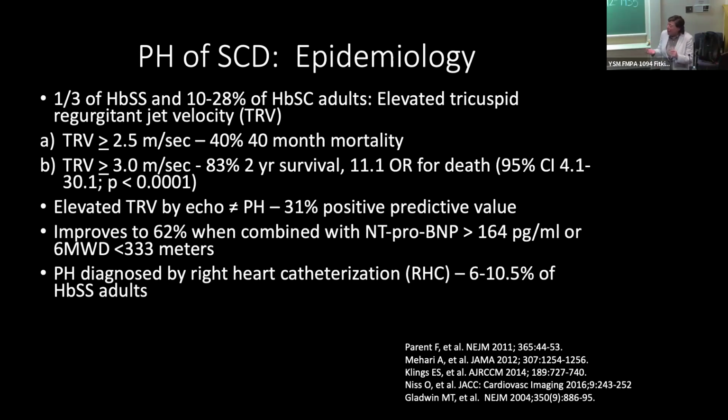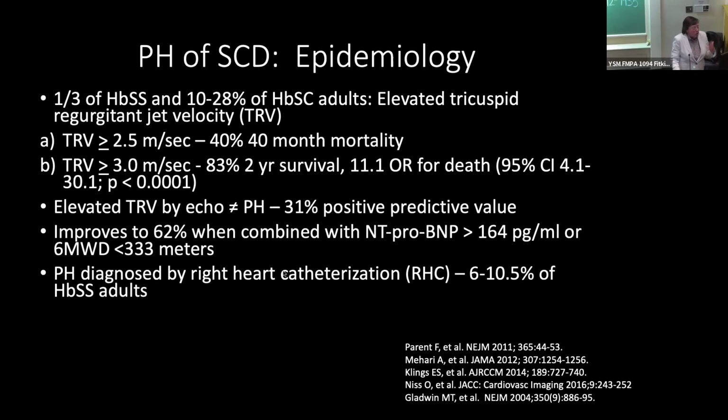And so while it doesn't mean that these patients have PH, and now we know that this really only has about a 31% positive predictive value, this did predict death for these patients. It was associated with a 40% 40-month mortality. And the higher the TR jet velocity, particularly those who have a TR jet of above 3, which is about a PA systolic or an RV systolic of above 40, this increased your odds ratio for death up to 11-fold.